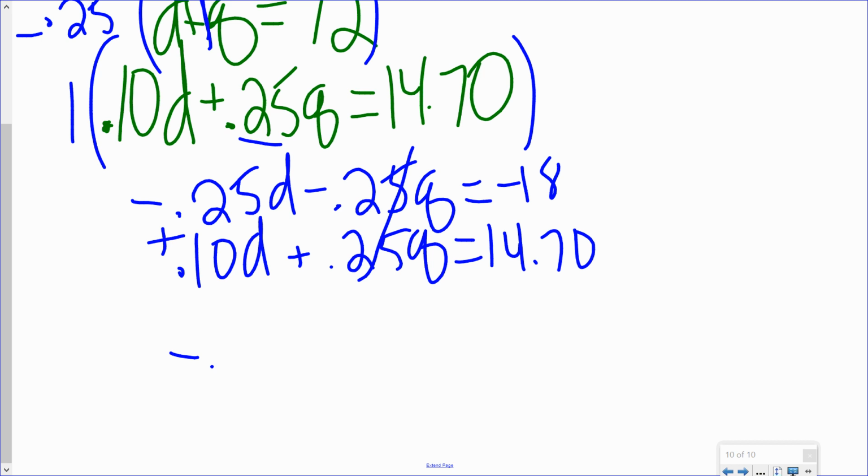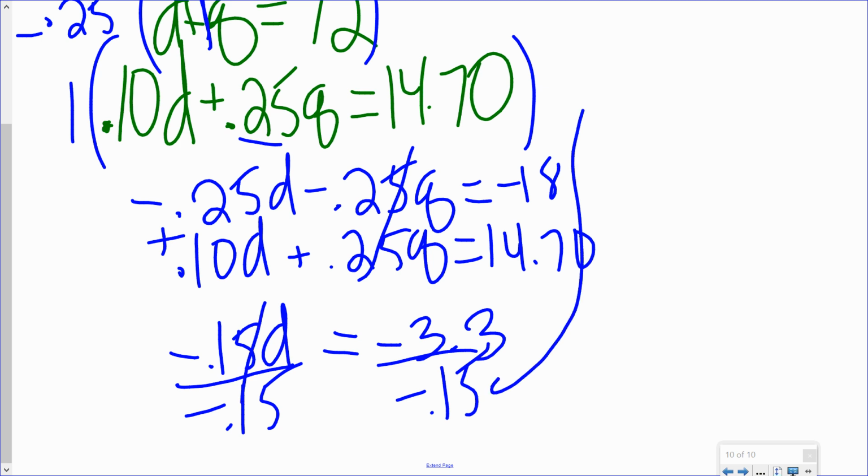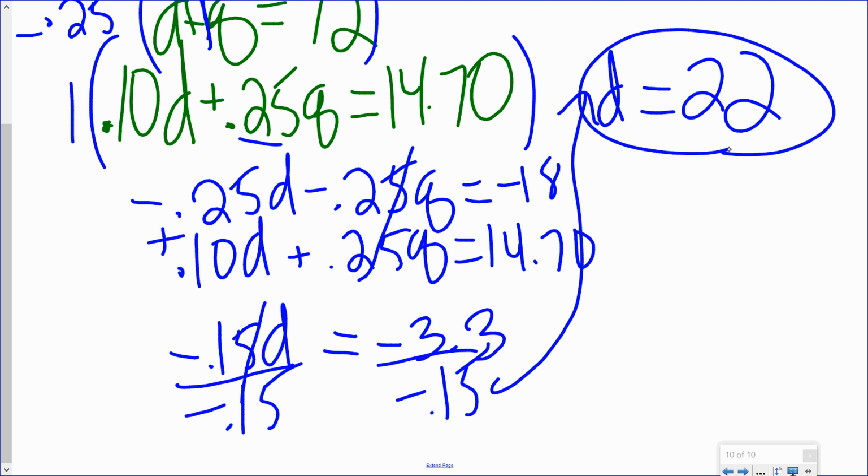I'm left with negative 0.15D equals negative 3.3. Divide by negative 0.15. D equals, use my calculator, 22. It's asking for the number of dimes, so my answer is 22 dimes.